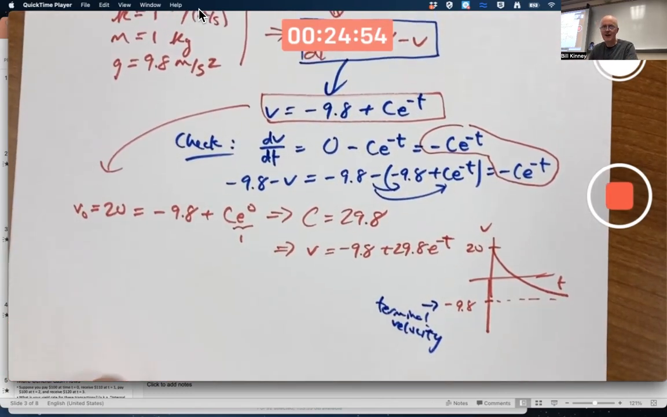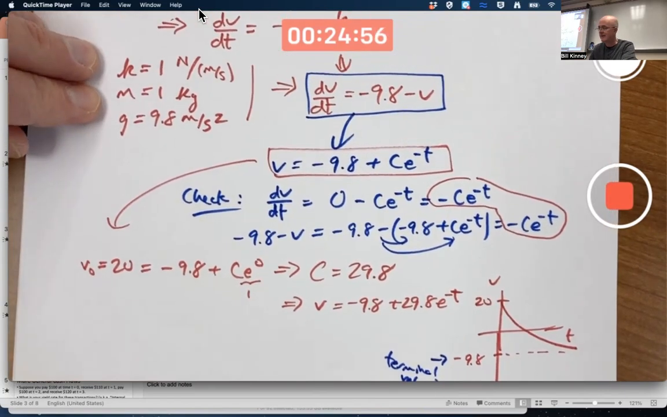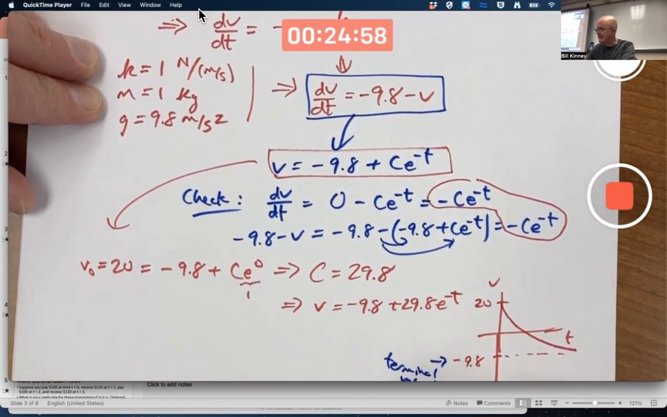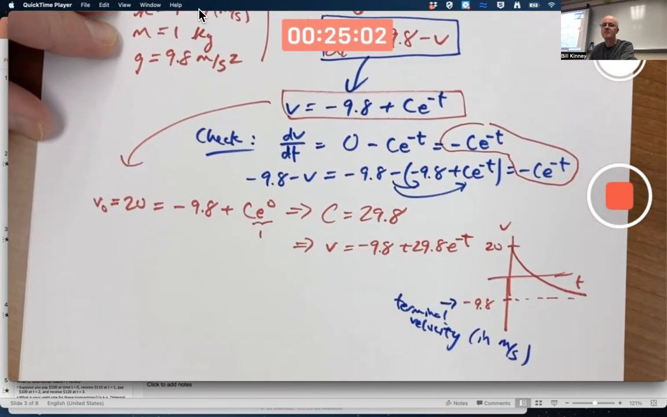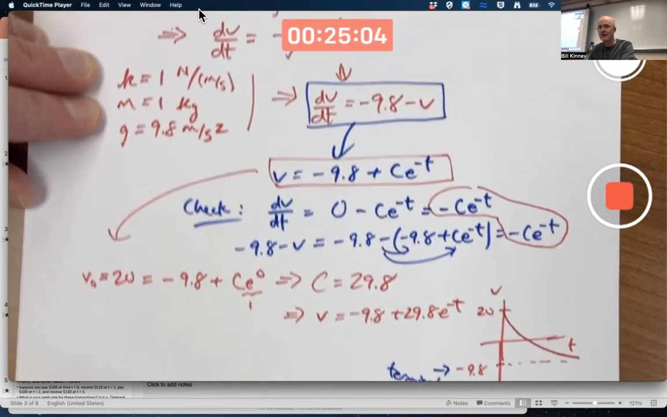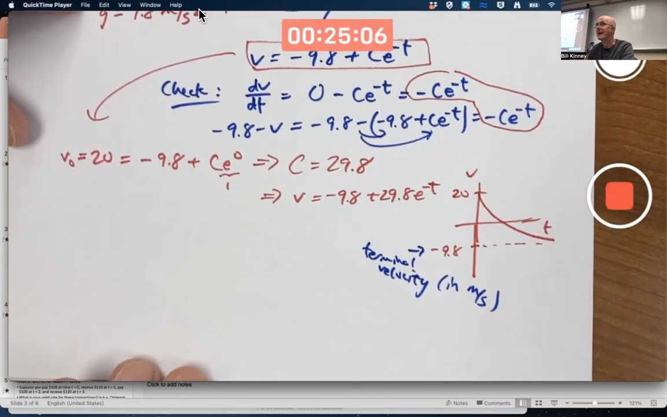It's an artifact of the fact that I chose M and K to be 1 that this happened to be 9.8. It is in meters per second, not meters per second squared. If I picked something different for M and K, I wouldn't have gotten 9.8.